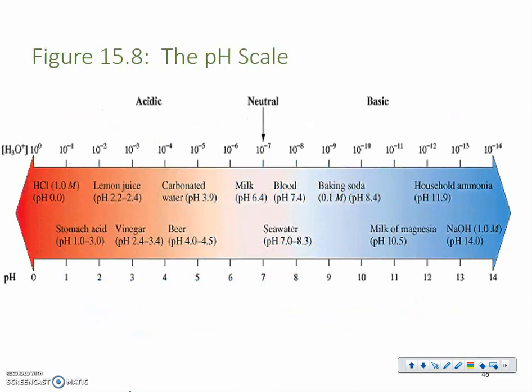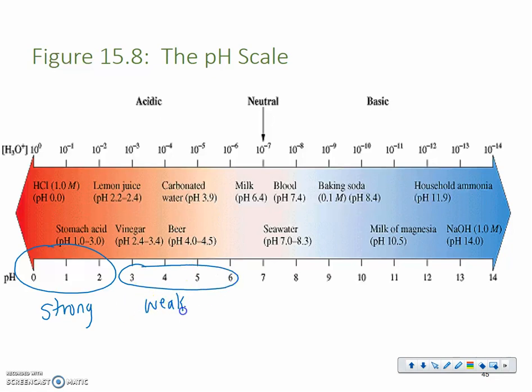So here are some common things and their relative concentrations, and then the pH that you would calculate from them. So typically we label things with a pH of 0 to 2 as strong acids, and then weaker, neutral is 7, weak base, and then your strong bases have a pH of 12 to 14. The closer they are to neutral, the weaker they are.